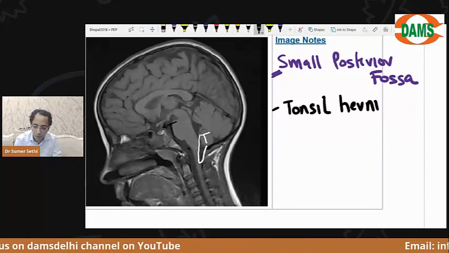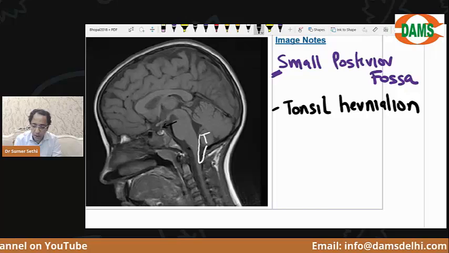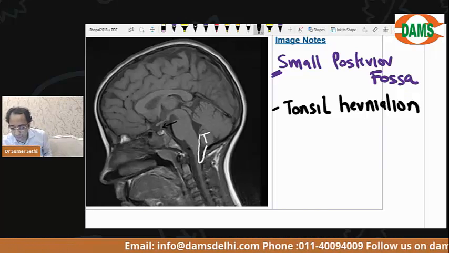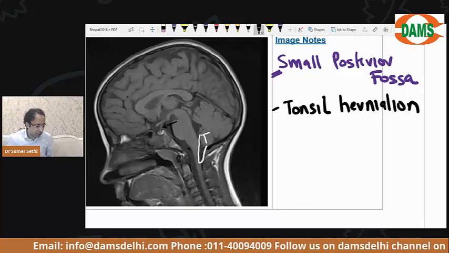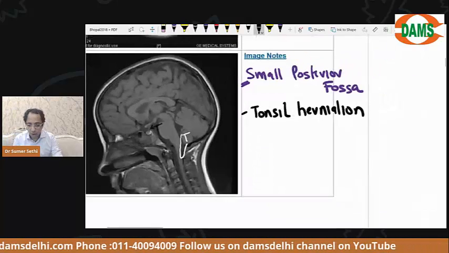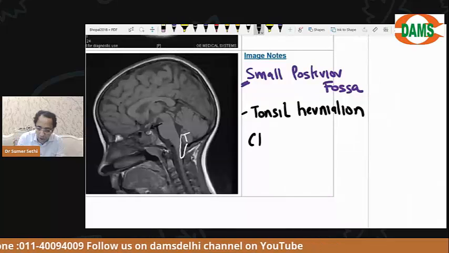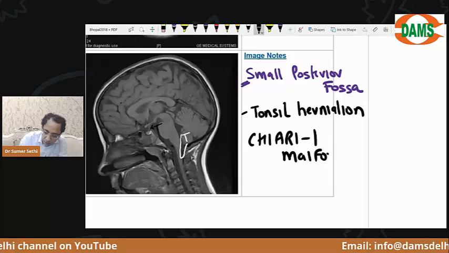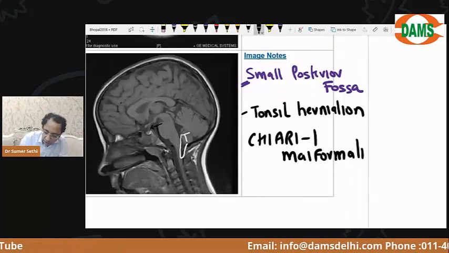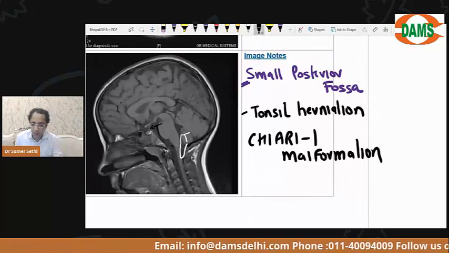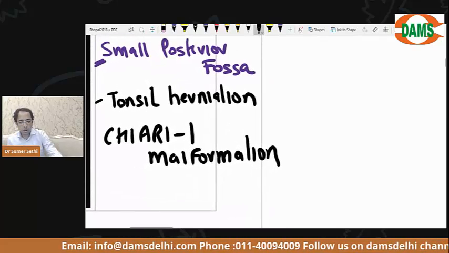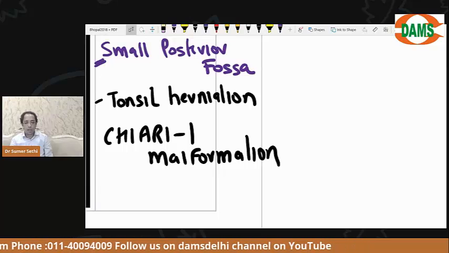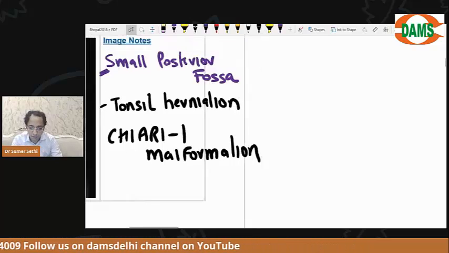So my question to you is, name a condition in which you have a congenitally small posterior fossa and tonsillar herniation. Anybody? So this condition is called Chiari type 1 malformation. And you must be seeing all these questions since your first prof. I want you to know the salient lines here. So if you have small posterior fossa, tonsillar herniation, you will call it Chiari type 1 malformation.